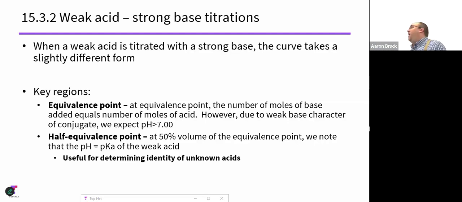So one key factor that we expect with these kinds of titrations, weak acid with strong base, is that our pH of the equivalence point is going to creep upward to a basic pH. How basic is the pH? Depends on the strength of that conjugate base. The stronger the conjugate base is, the more basic that pH is going to be.